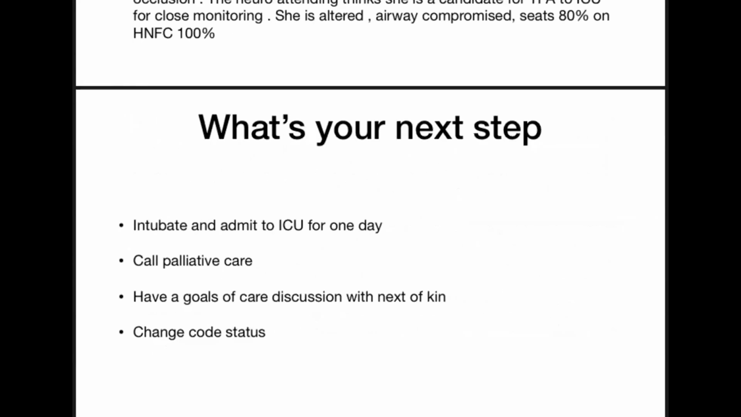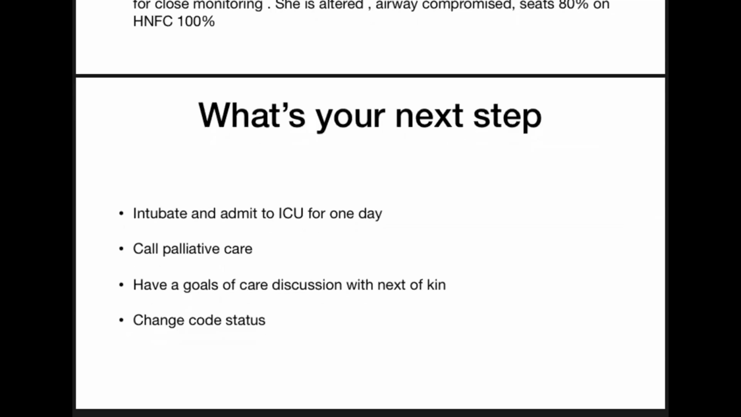Would you want to intubate the patient and admit them to the ICU? Do you want to call palliative care? Do you want to have a goals of care discussion with the next of kin? Do you want to change the code status? This is a patient who has multiple comorbidities, has ILD that's been stable, has heart disease, valvular heart disease, comes in with an acute exacerbation due to COVID, then gets a stroke.